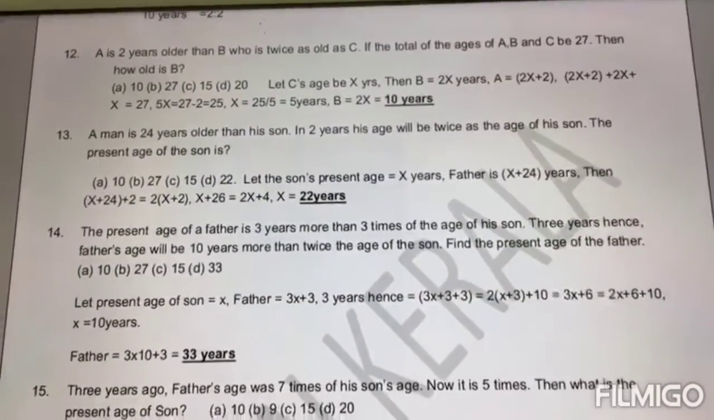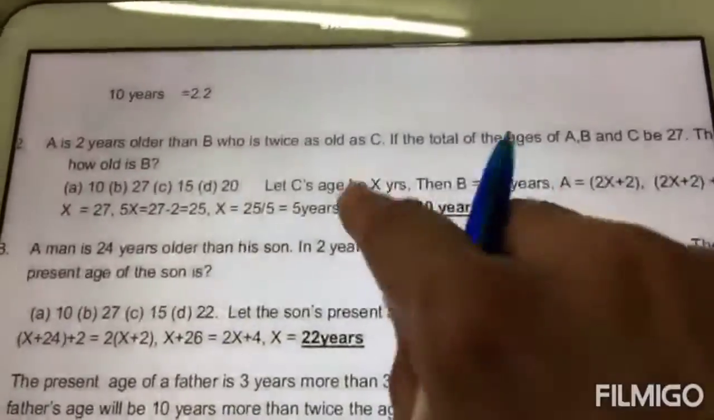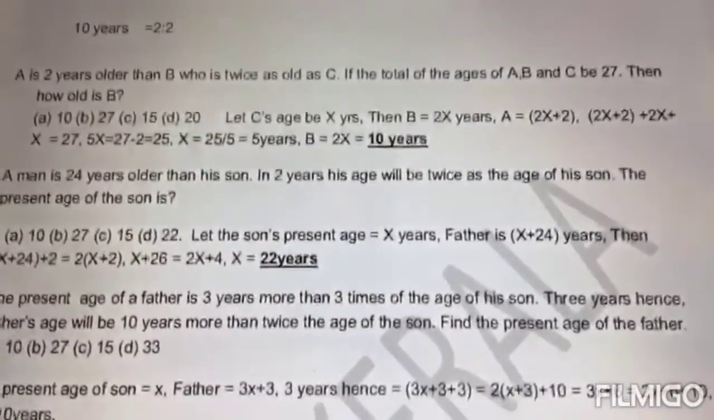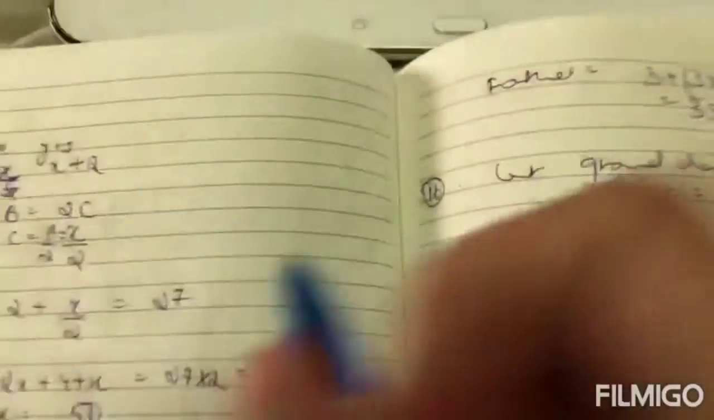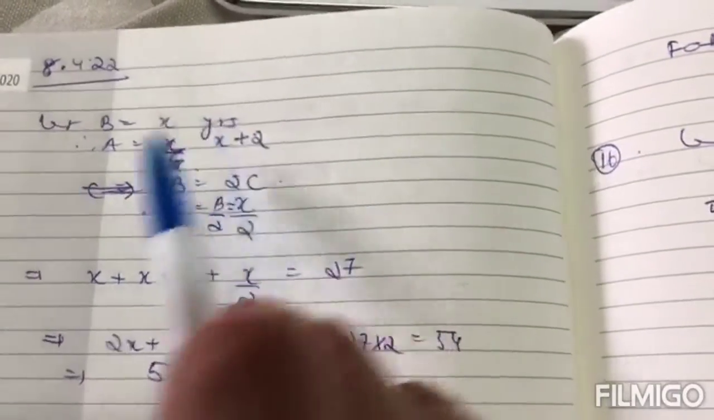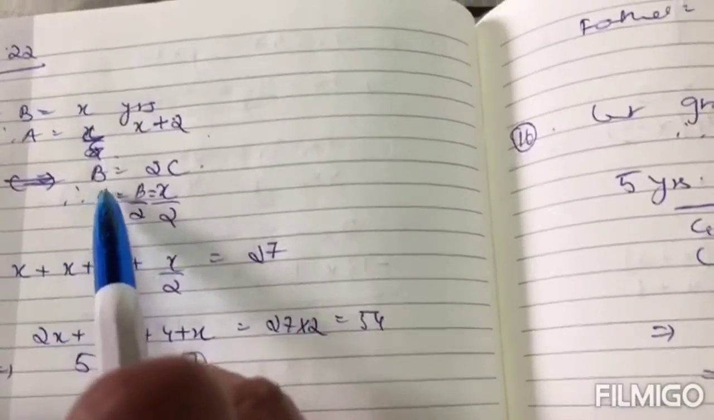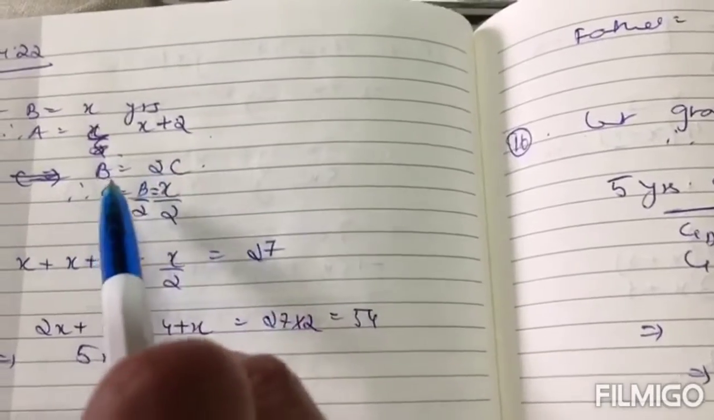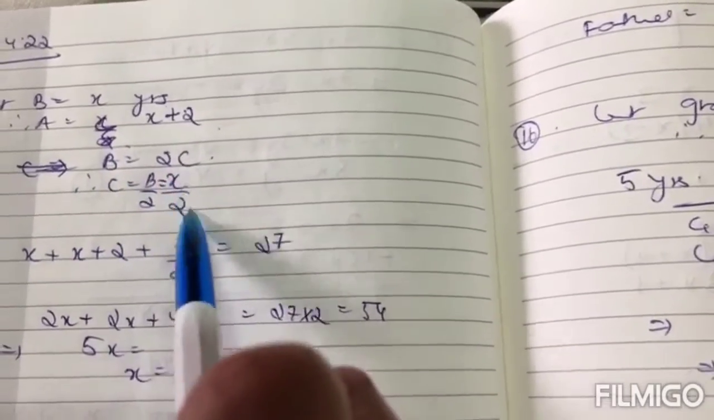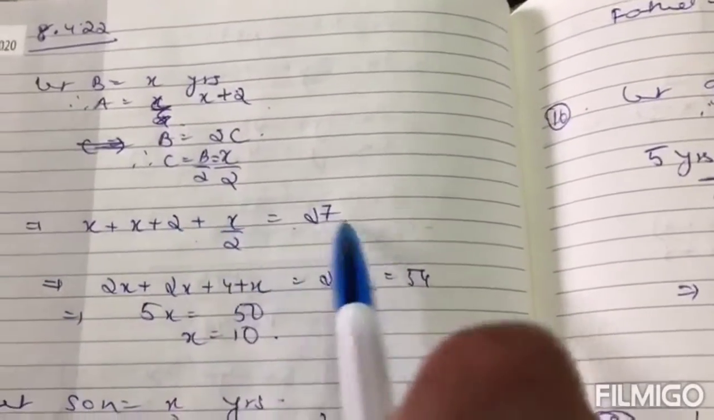We left there. So A is 2 years older than B, who is twice as old as C. If the total ages of A, B and C be 27, then how old is B? Okay. So let B be equal to X years, and A therefore is 2 years older than B, so it's X plus 2. They've also said that B is twice the age of C, that is 2 times C. Therefore C will be equal to B divided by 2 or X by 2. So if we add all the ages B, A and C, it should be equal to 27.